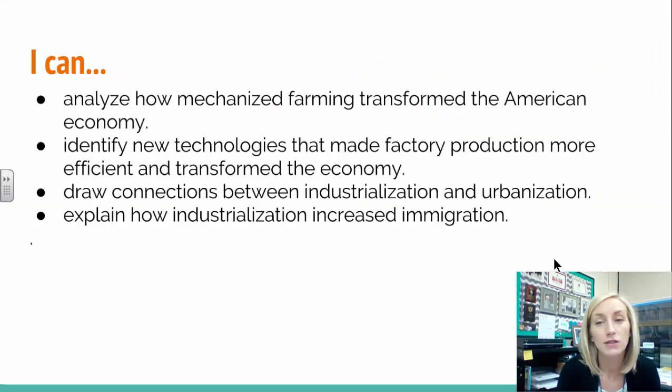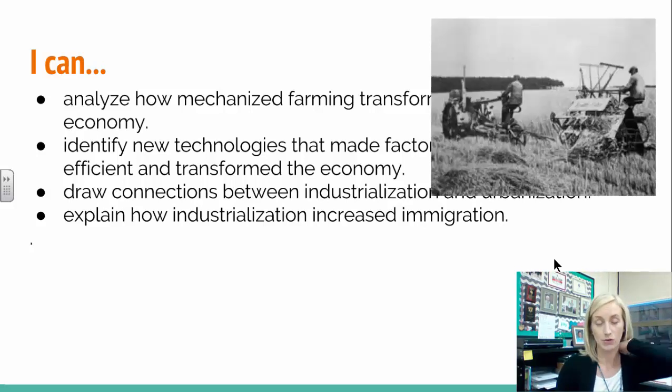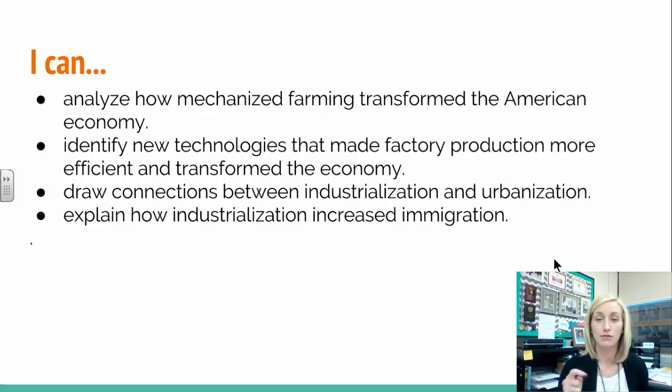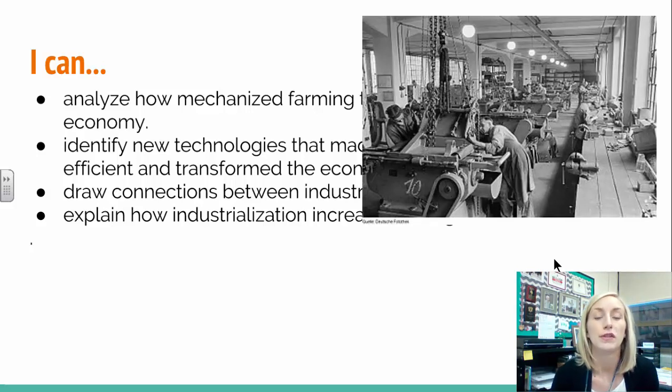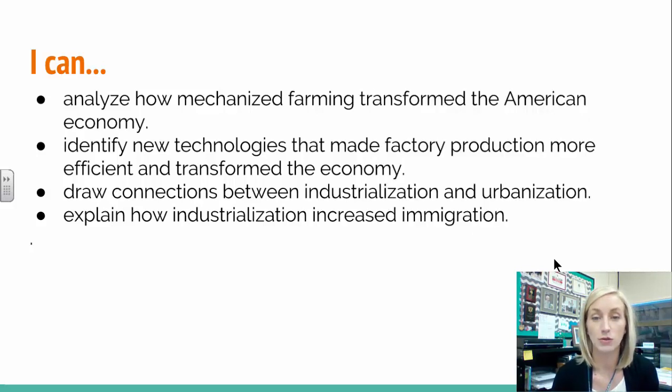By the end of these notes, you need to be able to analyze how mechanized farming transformed our economy, so the machines, right? Identify new technologies that made factory production more efficient, transforming then our economy, and then draw connections between industrialization and urbanization, and explain how industrialization increased immigration.